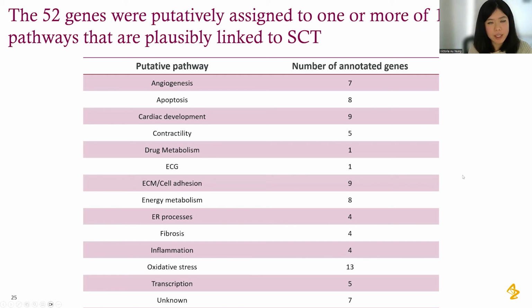A second takeaway message is that these 52 genes were putatively assigned to one or more of 13 pathways linked to structural cardiotoxicity. And I think this really highlights the multifaceted nature of structural cardiotoxicity as an endpoint. And it emphasizes the need, going back to what I said earlier, to have lots of different assay parameters covering different aspects of structural cardiotoxicity to really have a comprehensive assessment.